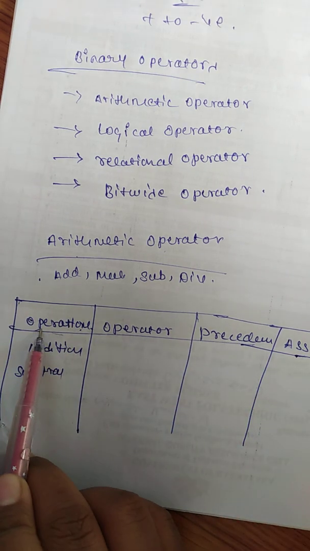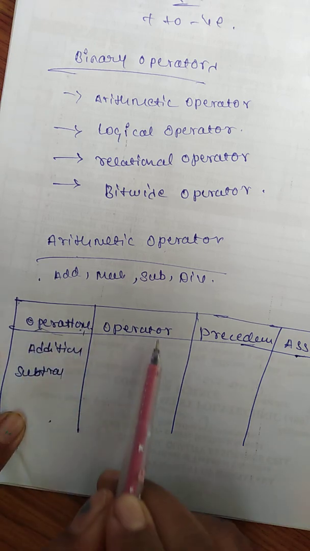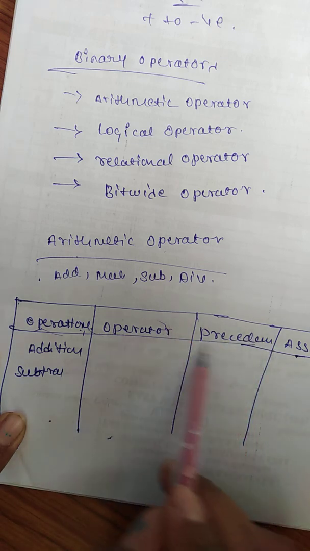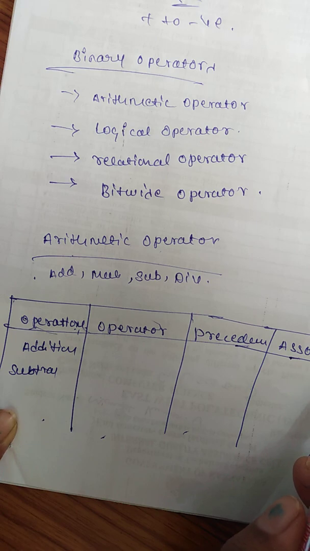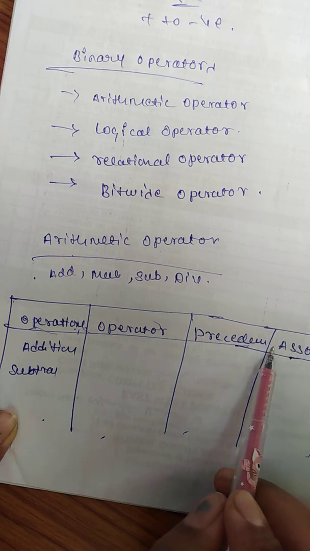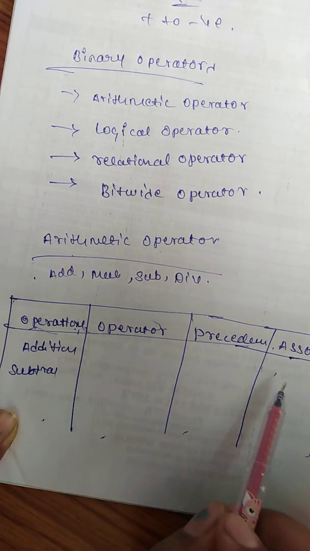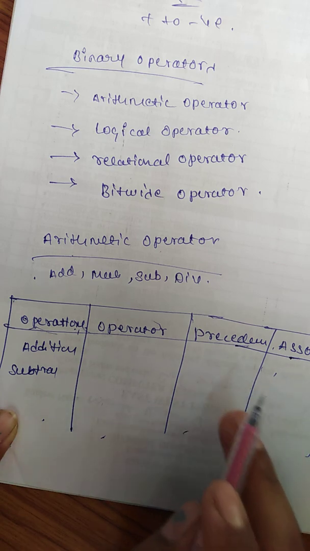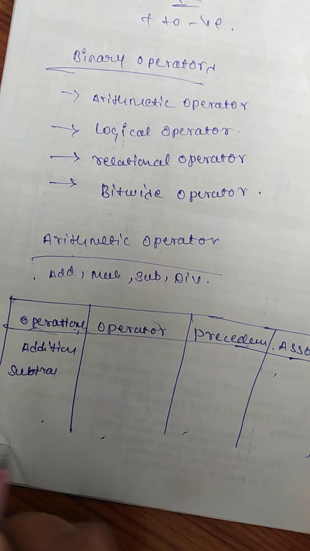First I will write the operations. What are the operations that will be performed? What are the operators we can use? And what is the precedence or preference we can give? Then associativity: what it means is whether we can write it from left or right. The operator can be represented on the left or right side. I will write here.